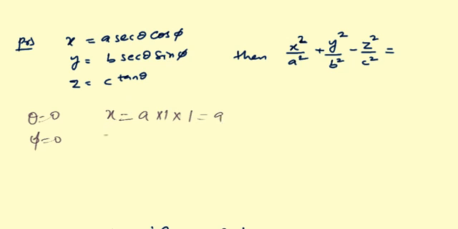Then what happens to y? y is nothing but b into secant theta. Secant 0 is nothing but 1, friends, and sin 0 is nothing but 0. So this is 0. Then what happens to z? This is nothing but c into 0, so the answer is 0.